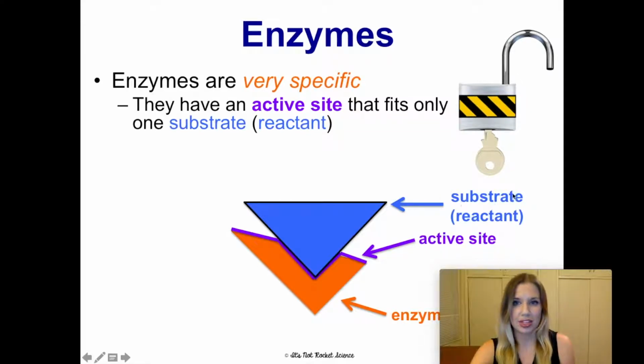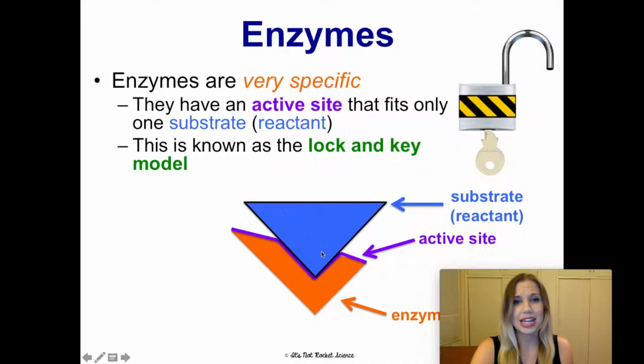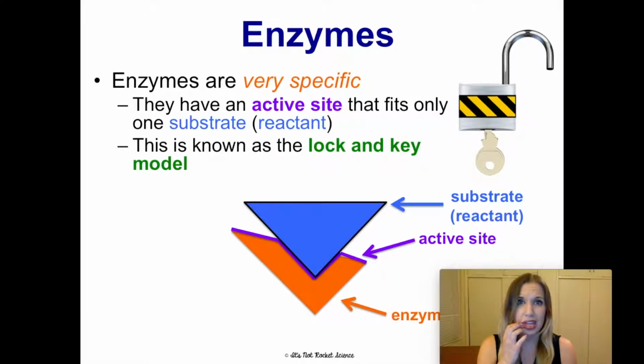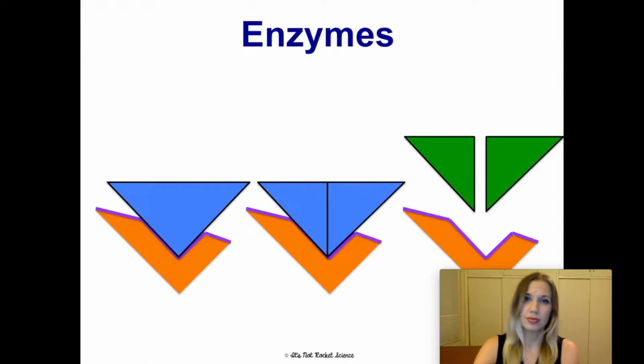And so this is what it looks like, a substrate or a reactant fitting into the active site of this enzyme. And this diagram, this image, this idea right here is known as the lock and key model. So there is one key for that enzyme that opens the lock and allows that reaction to occur. So let's look at some diagrams.